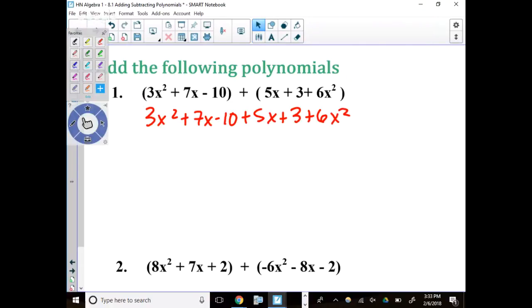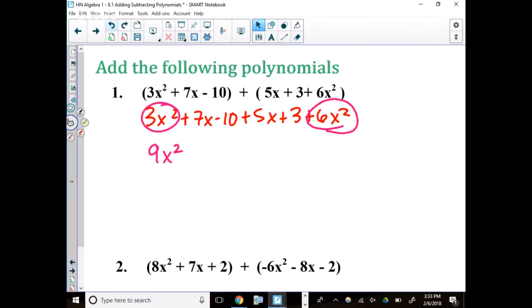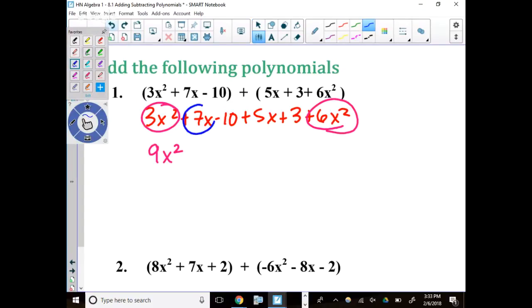Okay. All right, so I'm going to look for the highest degree because I need to put my answer in standard form. So I know 3x squared is the biggest, plus 6x squared. I like to circle because I like to keep this sign to the left with that term. So this would be 9x squared. Okay, then we got 7x plus 5x would be 12x. And then we have our constants. So negative 10 plus 3 minus 7. And then, of course, that's our final answer.